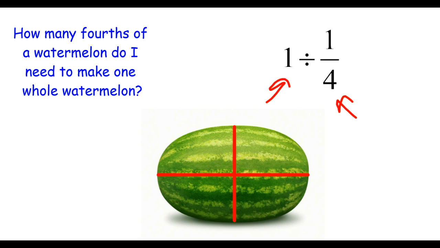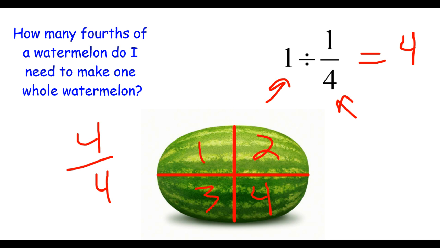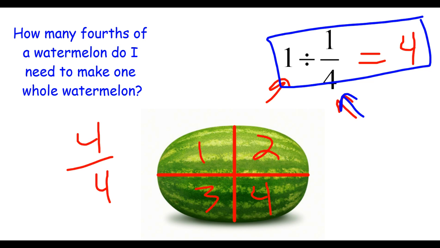So this question may seem a little bit silly. You split a watermelon into 4 pieces. You're going to have 4 fourths of a watermelon because one whole watermelon is equal to 4 fourths. 1, 2, 3, 4. So one watermelon split into equal fourths is 4. This is a true division statement. 1 divided by 1/4 equals 4.